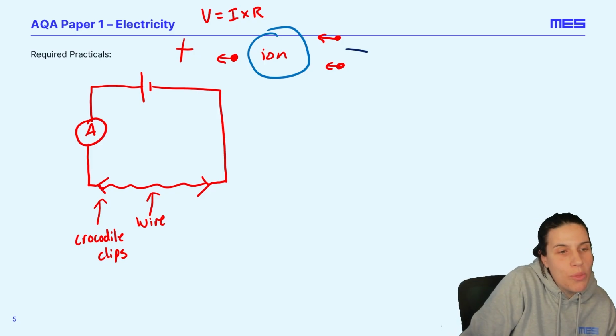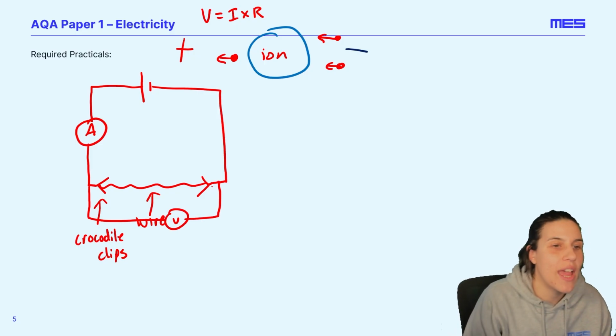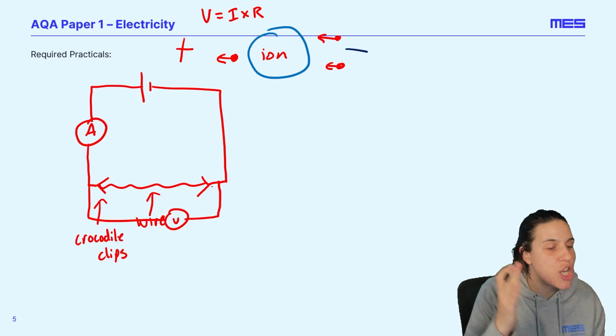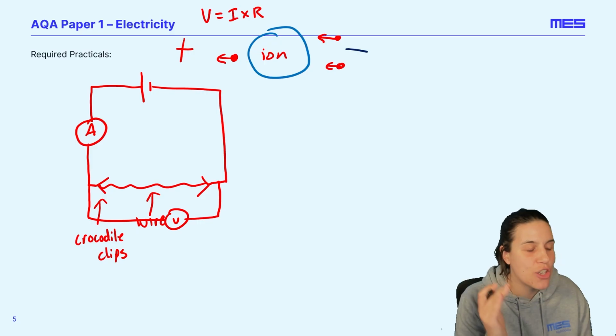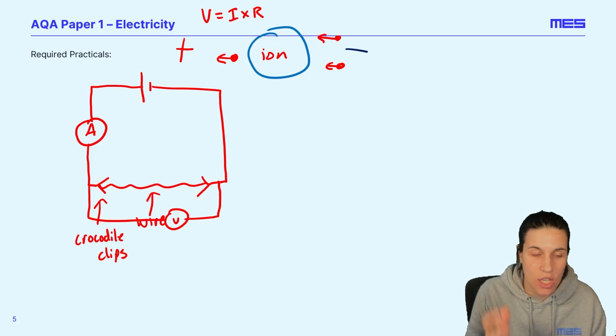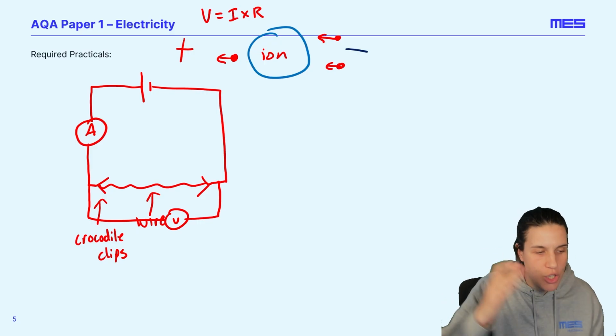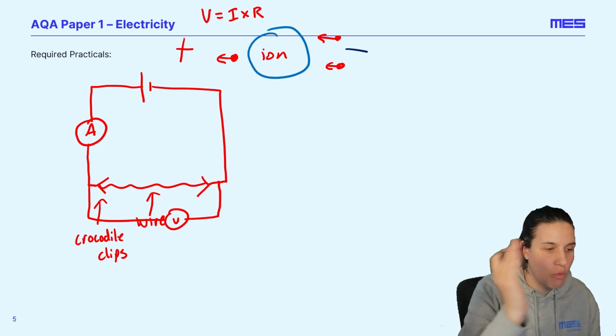We can then pop the voltmeter across like this, and then we're going to change the length of the wire and record the potential difference and the current in this circuit. So we change the length of the wire, that will change the resistance, record the potential difference, record the current.